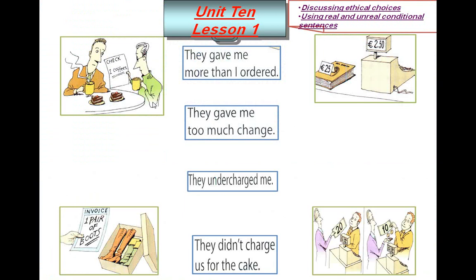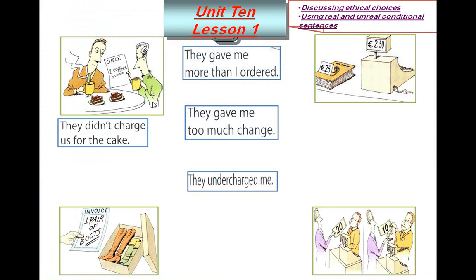Now here we have 4 different pictures and 4 different statements. Take a minute, have a look at the statements and try to match them with the pictures. So what do you think the first picture will be? Here we have 2 persons at a restaurant. He said check, 2 cafes, but what about the cake? So I'll say they gave me more than I ordered, they gave me too much change, they undercharged me, they didn't charge us for the cake. Very good, they didn't charge us for the cake.